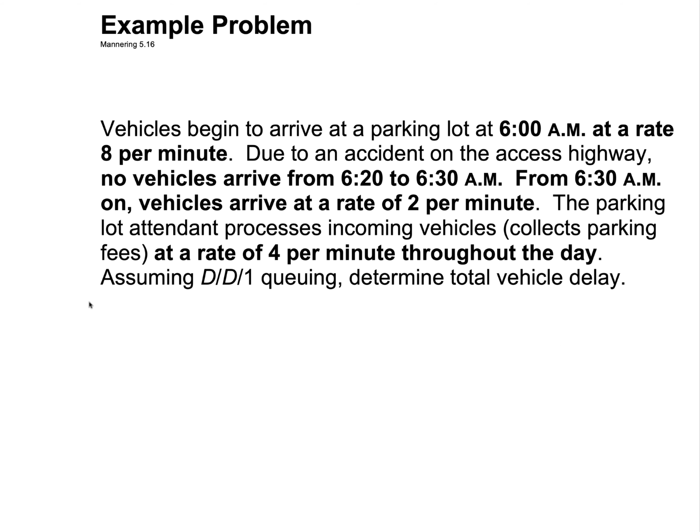Let's do another example. This is vehicles arriving at a parking lot at 6 a.m. at a rate of 8 per minute. Due to an accident on the access highway, no vehicles arrive between 6:20 and 6:30, so the arrival rate is 0. And then at 6:30, continuing on, vehicles begin to arrive at a rate of 2 per minute.